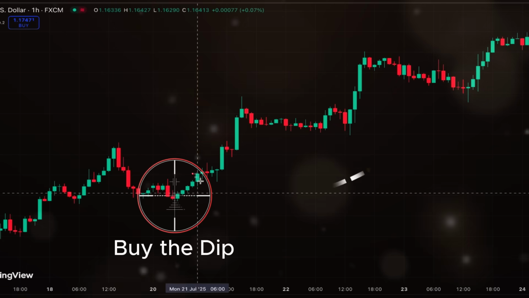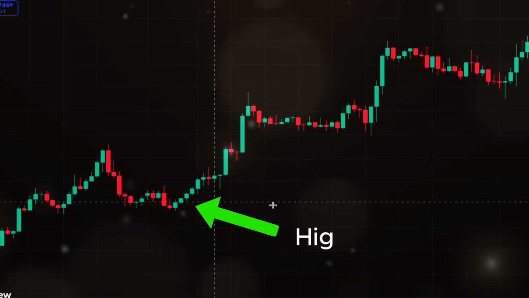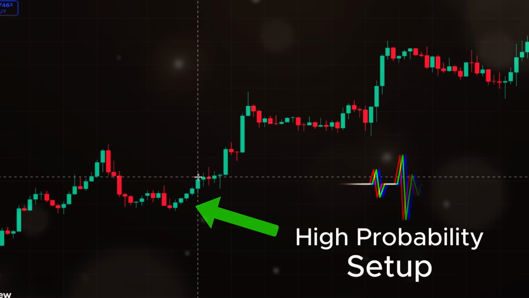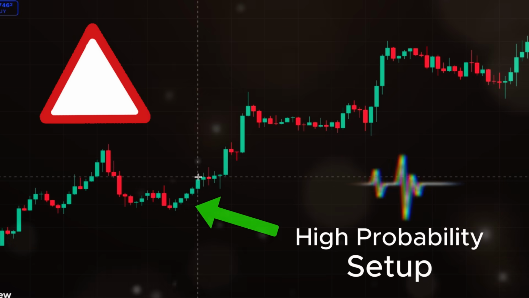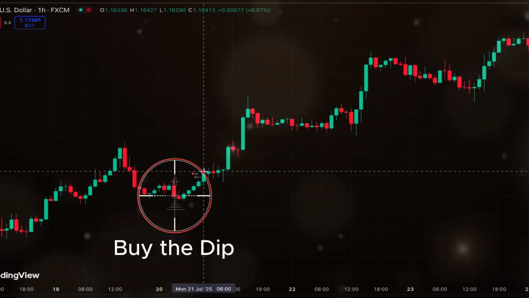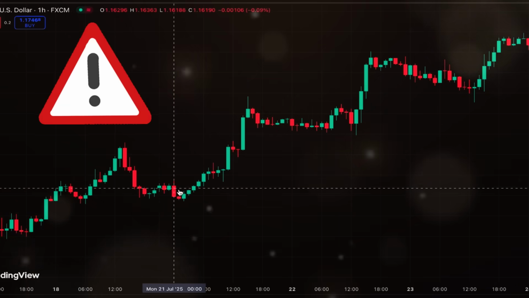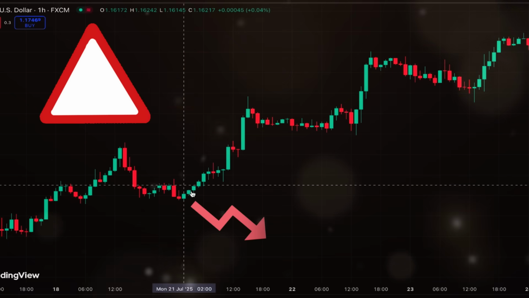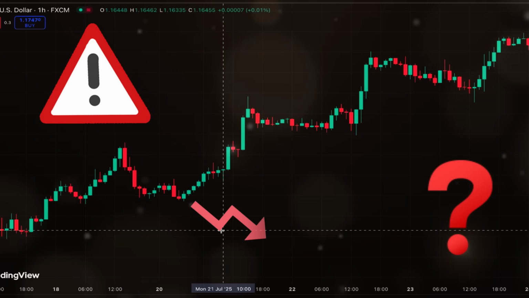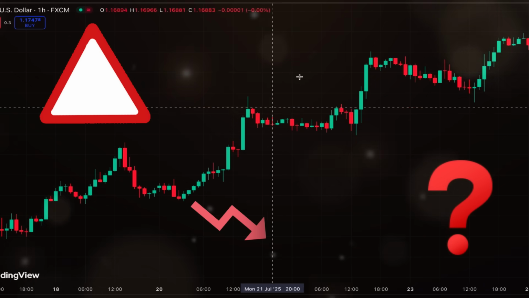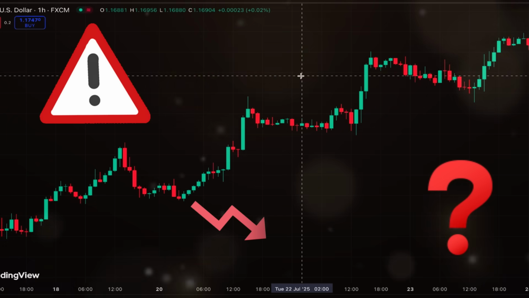Buying the dip and making a huge profit. This is a high probability setup, but not easy in practice, right? You always hear them tell you to buy the dip, buy the pullback, but at this point, the price could just go down. How can you be sure that the price is going to turn and advance? This is a $1 million question, right?